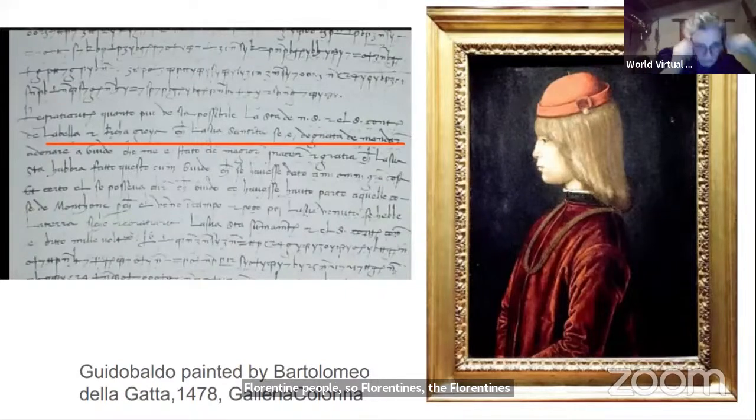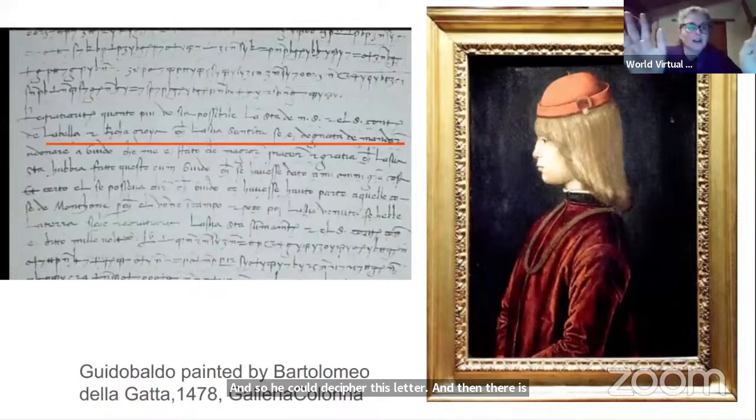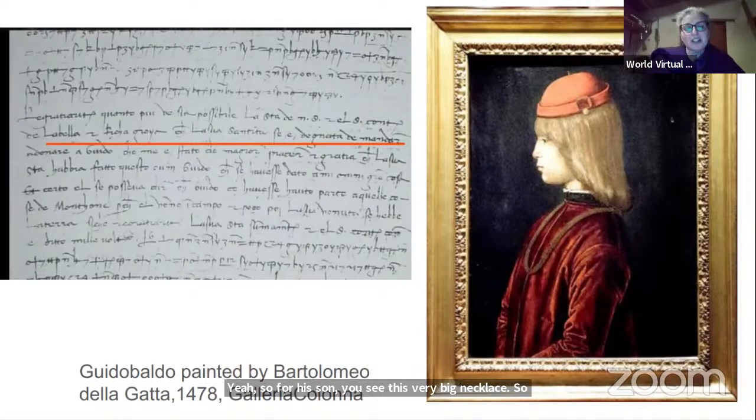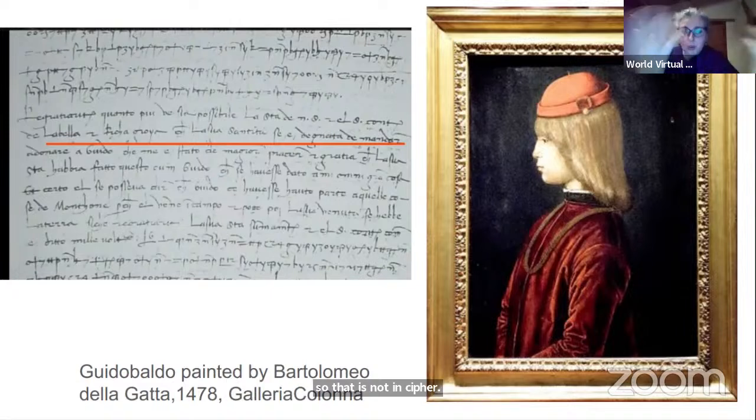And then there is one part of the letter, you see, where with the red line, that is not in cipher. And there Federico thanks the Pope for the gift he received, the very, very precious jewel that he received for his son. So for his son, you see this very big necklace. That is not in cipher, so this is telling us this letter was for the Pope. And so, you know, La Sua Santità, and so on.